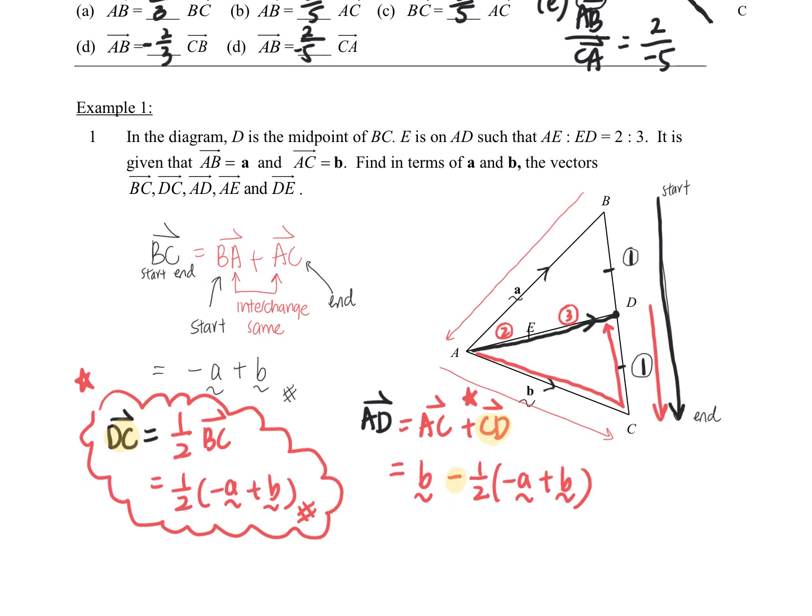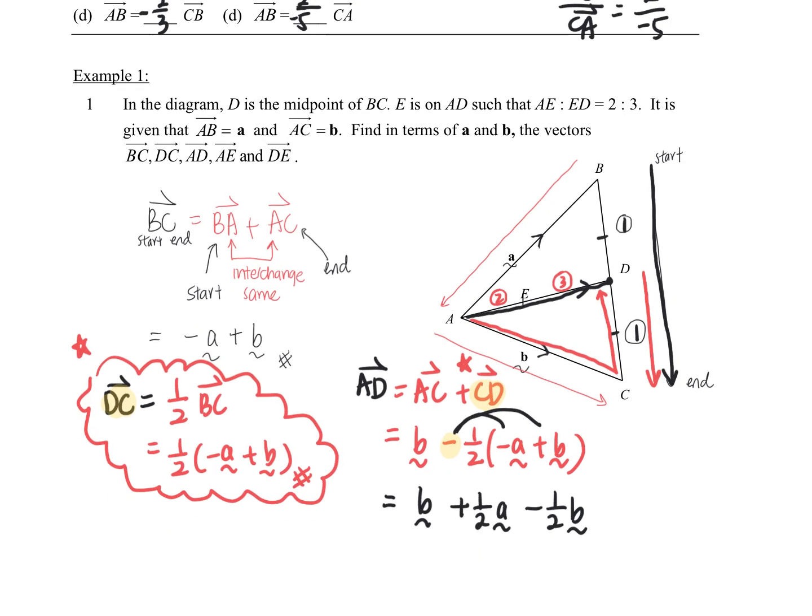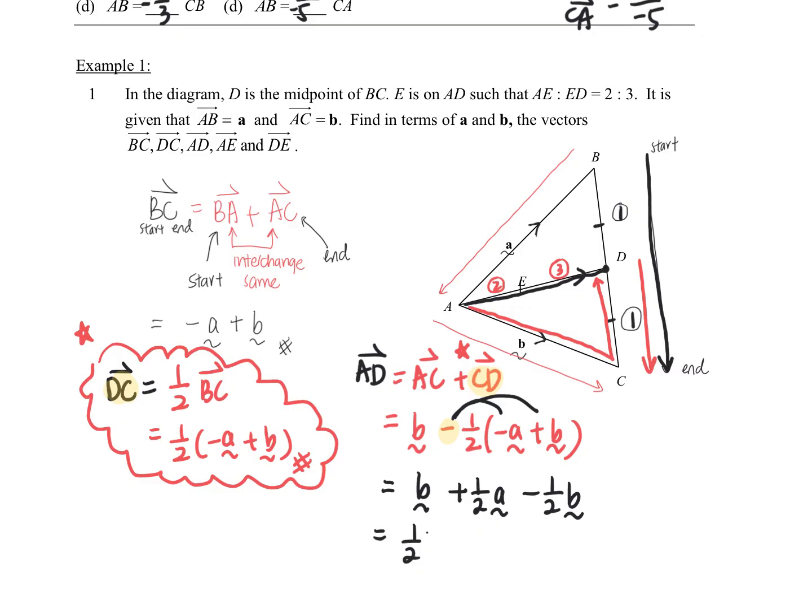So you expand. Some become a bit like algebra already. If you simplify, you get half B plus half A. So treat it like algebra, just that there are braces at the bottom.